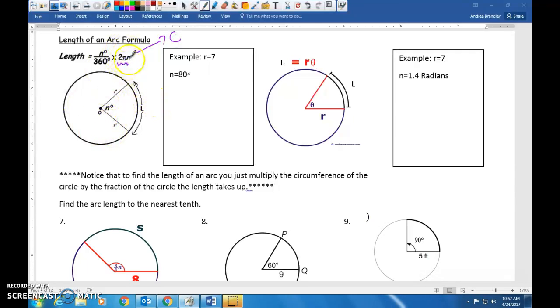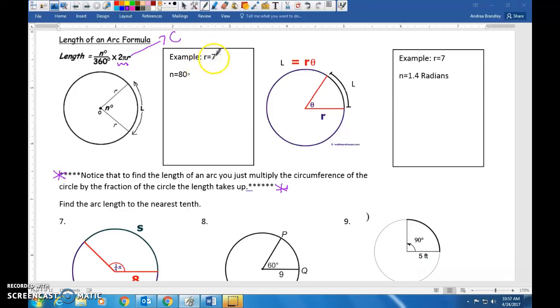So I'm multiplying the circumference by whatever my angle is divided by 360. Well, that makes sense and is noted right here in this notice that to find the length of an arc, you just multiply the circumference of the circle by the fraction of the circle that the length takes up. So if I do n over 360, that's whatever fraction of the circle I'm dealing with. And then if I multiply that by my circumference, I can end up with my arc length.